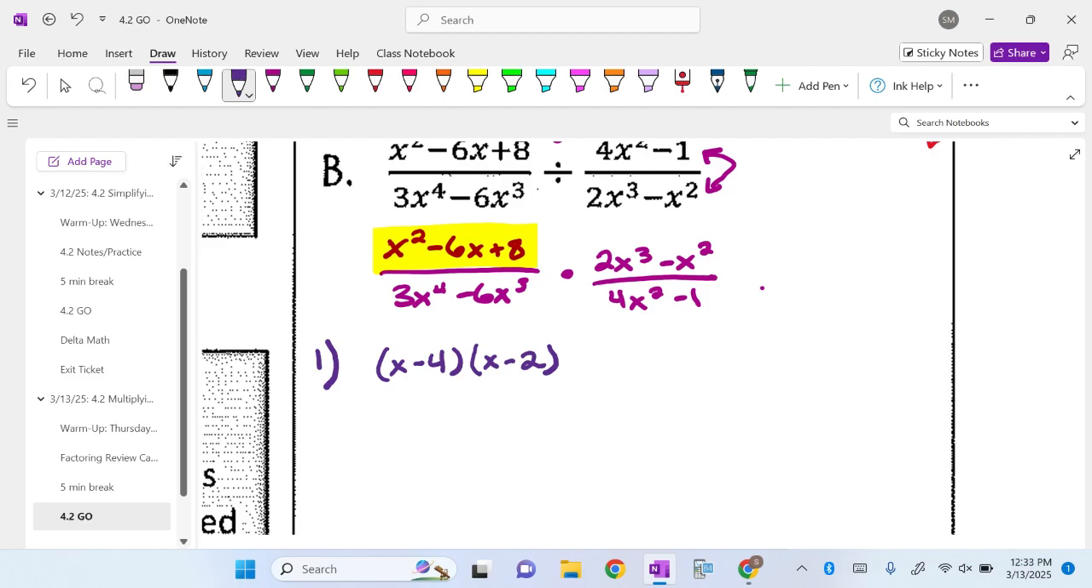All right. What about the denominator of that fraction? So this one right here.